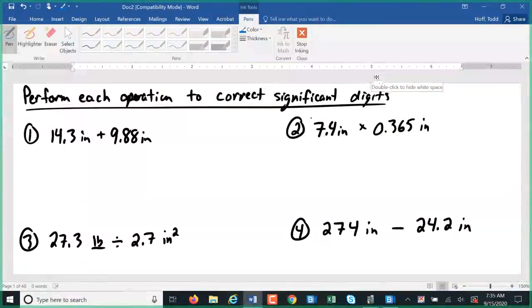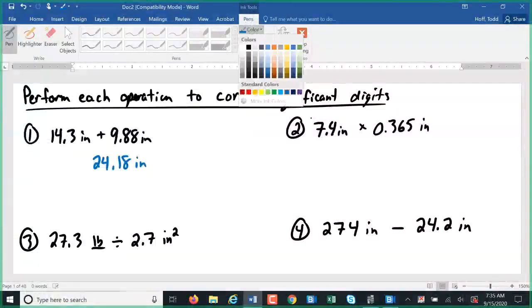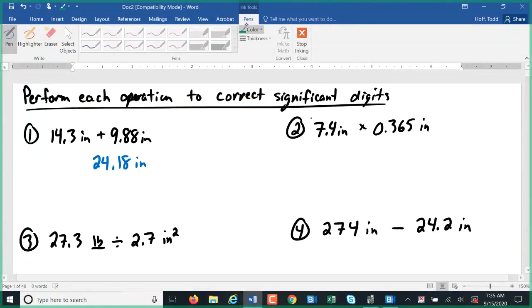Okay, so for the first one here, adding 14.3 inches to 9.88 inches is going to give us 24.18 inches. Now we have to round that appropriately. In fact, I'm going to do this quick, move it out of the way.